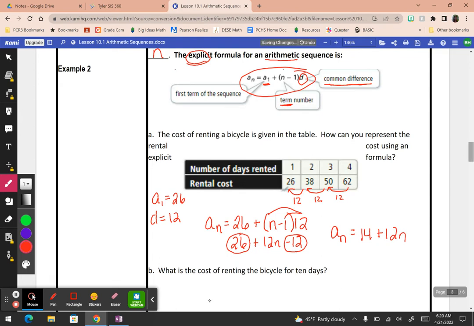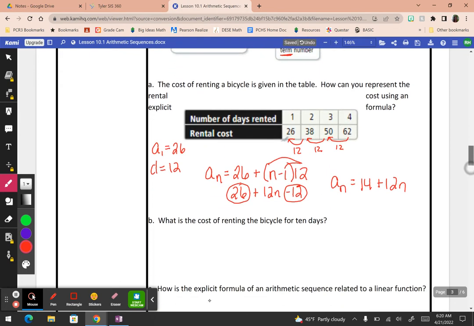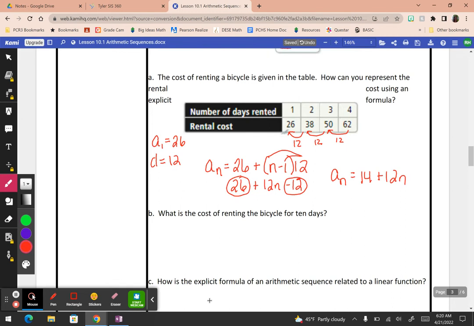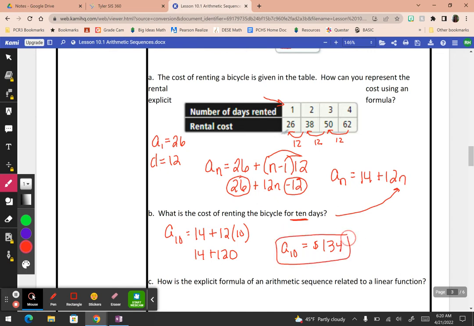Okay? So then if you drop down here, it says, what is the cost of renting the bicycle for 10 days? And remember, days is your term number. So I'm going to plug 10 in here for n. So a sub 10, the 10th day, would be 14 plus 12 times 10. So 14 plus 120 means that if I wanted to rent the bike for 10 days, it would cost me $134.